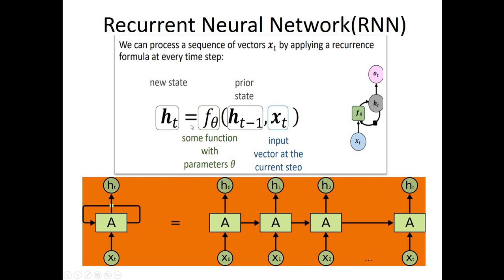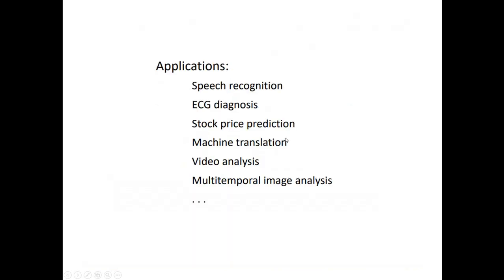This can be written as HT is equal to f theta, some function with parameters theta, of the prior state HT minus 1. That means you are creating a new HT in every timestamp. Comma xt, the input vector at the current step. In every timestamp x0, x1, x2, like that, different variables come in. This is a neural network. Now it has a lot of applications in speech recognition, ECG diagnosis, stock prediction, machine translation, video analysis, etc.